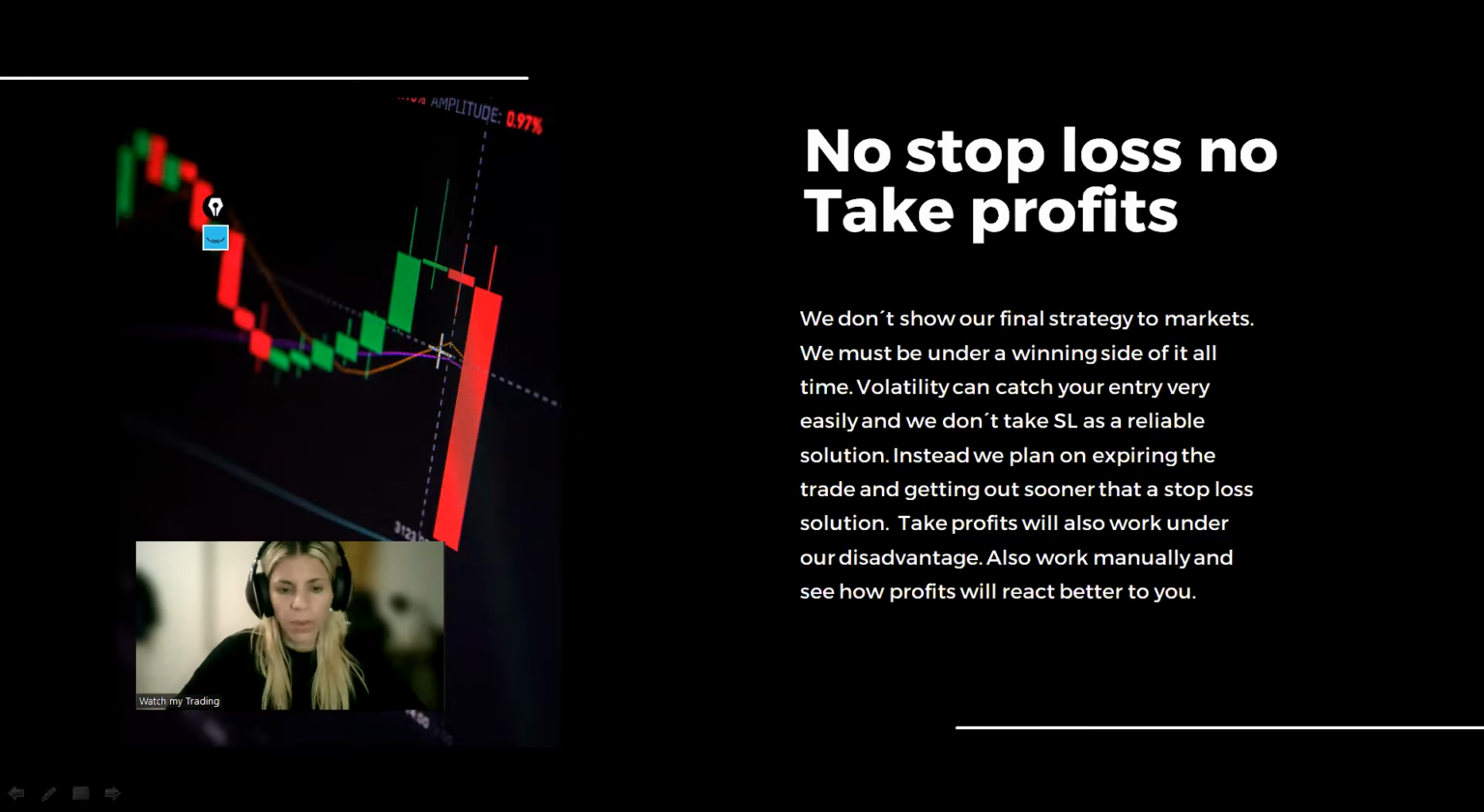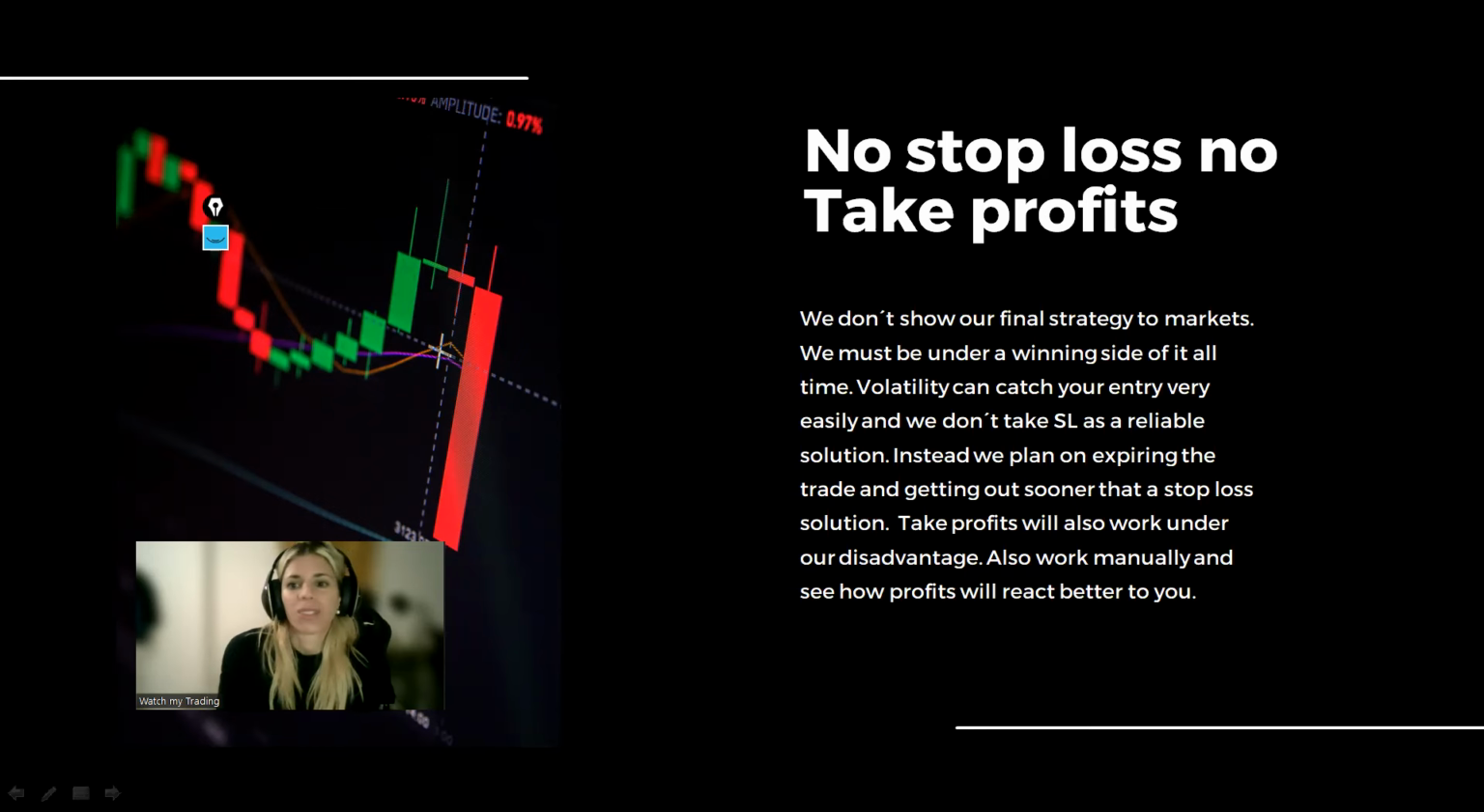So here comes a very tricky part of the strategy with price action, which is stop loss and take profits, and how you manage to not use any of those. Basically, the concept here is that we do not show our strategy to the broker. We just do it, and we take advantage of the 90% of traders that use the wrong information from the markets, which is mainly charts and indicators.